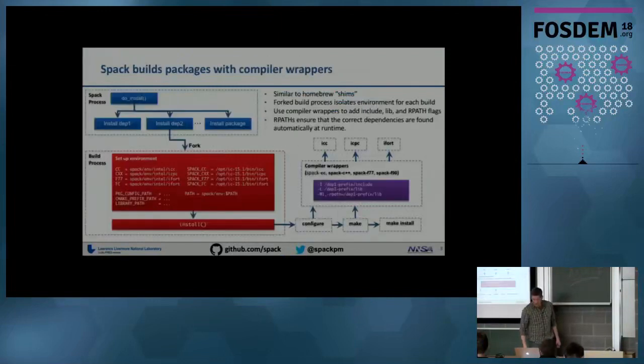To do the compiler swapping, we build with compiler wrappers. This is kind of like Homebrew shims. These are basically little wrappers that add include, library, and RPATH parameters to the things that Spack builds. And so what this guarantees is that all the libraries and executables that you build with Spack know where to find their dependencies, which can be useful if you're building lots of versions of things and you don't remember what you were doing at build time when you get around to running things.